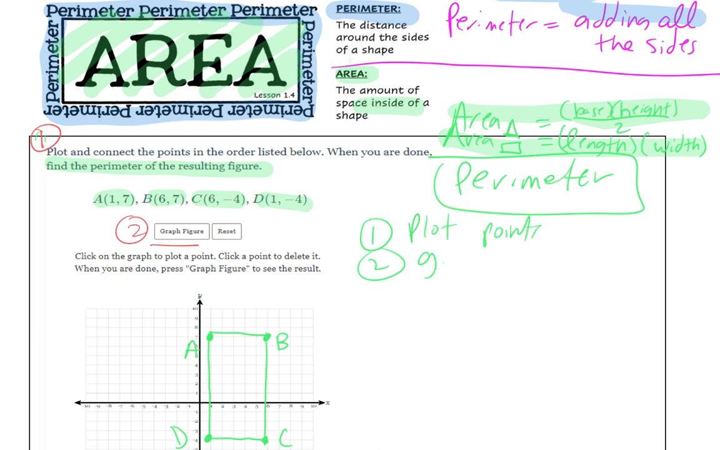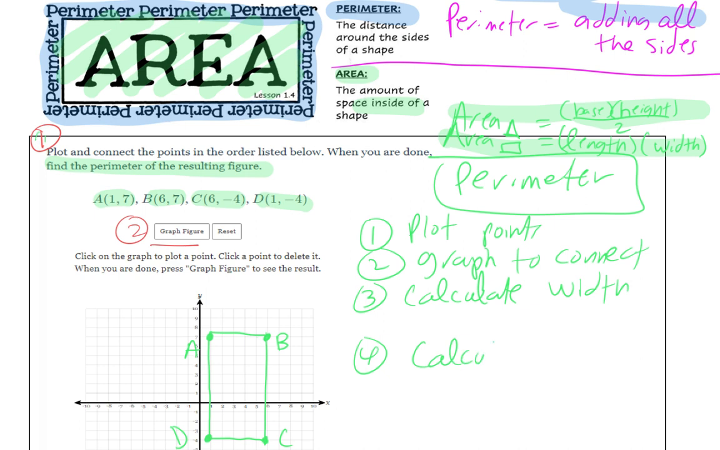Second, we need to graph to connect the dots, the points. Okay, and then third, we need to calculate the width, and then we'll calculate the length. Okay, and then once we do that, we'll just add them all up. So the perimeter, we'll just add all the sides. Okay, so those are our steps. So let's go ahead and do it.